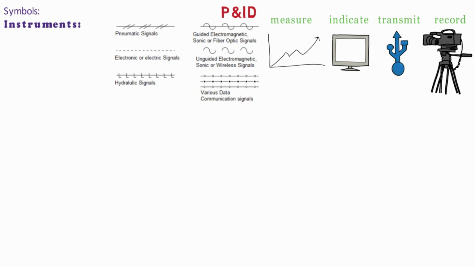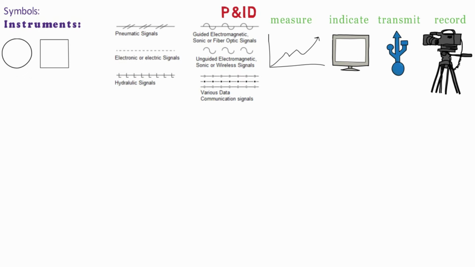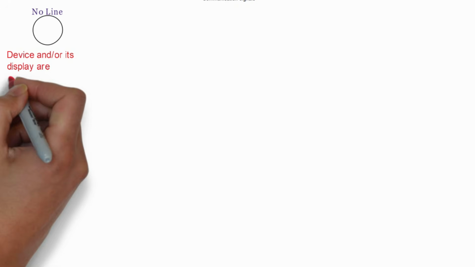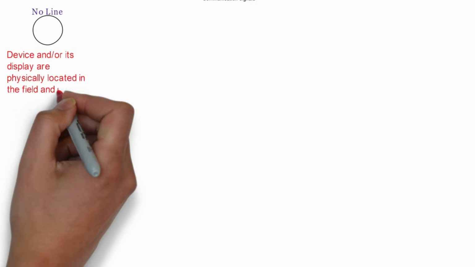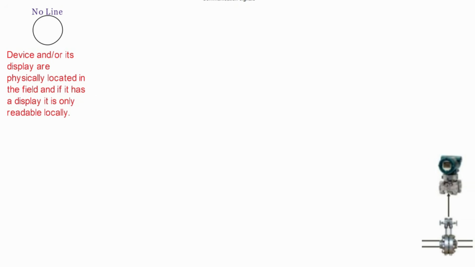The components are represented by what is called a bubble. The bubble is a simple circle, square, or hexagonal shape. The different types with their meanings are as shown. A bubble with no line means that the device and/or its display are physically located in the field, and if it has a display, it is only readable locally.